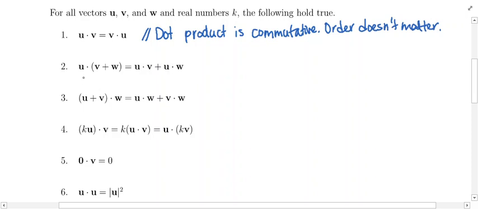Second, if you have u dot (v plus w), here you're adding the vectors v and w first to get v plus w, and then you're doing the dot product on the left. You can, in a sense, distribute here. This is going to be the same thing as u dot v, using the same sign in the middle, plus u dot w. So we can distribute the dot product, that's what this is saying.